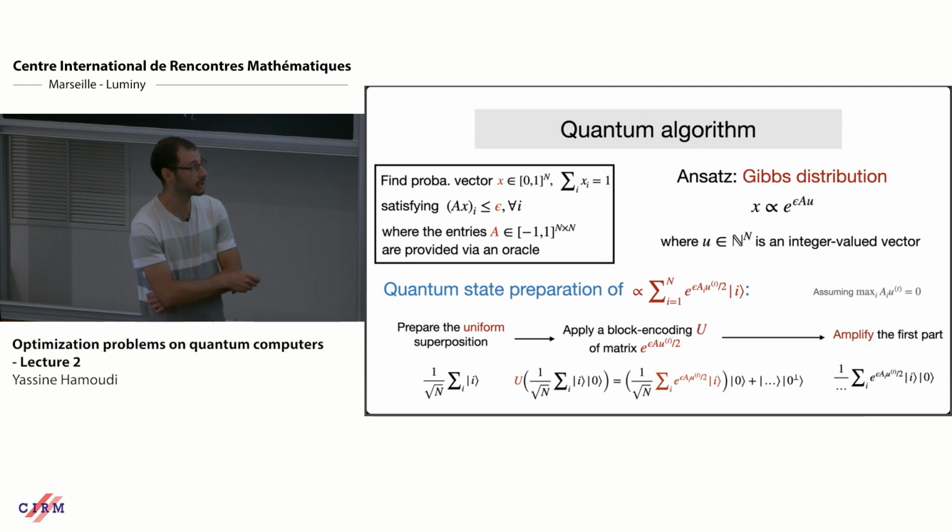And finally, you can just amplify the good part of the state, the part in which you have correctly computed the Gibbs distribution. You renormalize this part to get rid of the bad part of the state, and you will arrive at the correct final superposition, which you can measure in order to execute your algorithm. Okay, so that is the high-level idea of the quantum linear system solver. Is there any question?